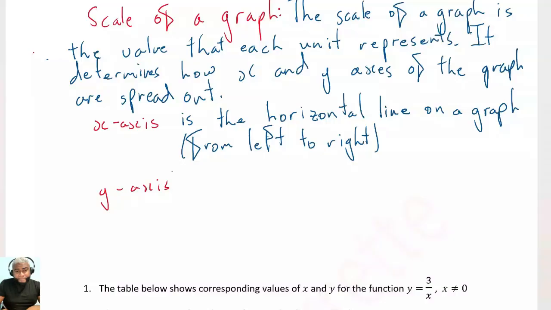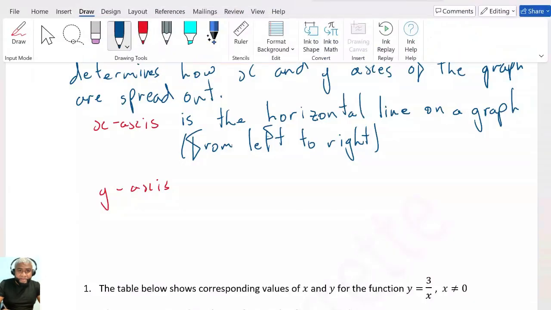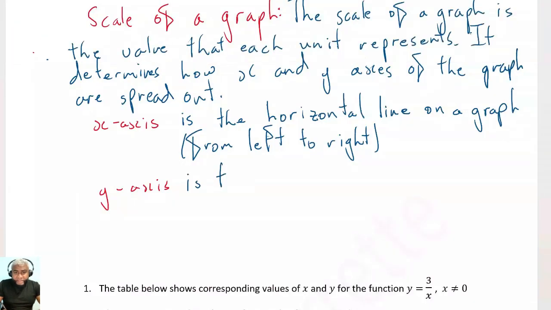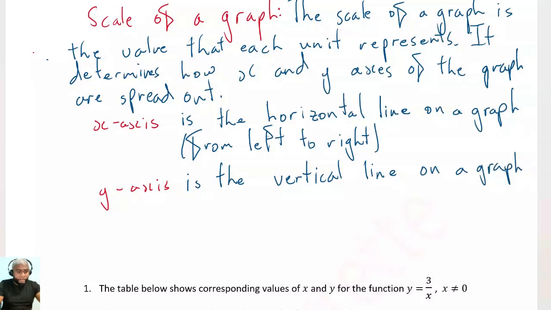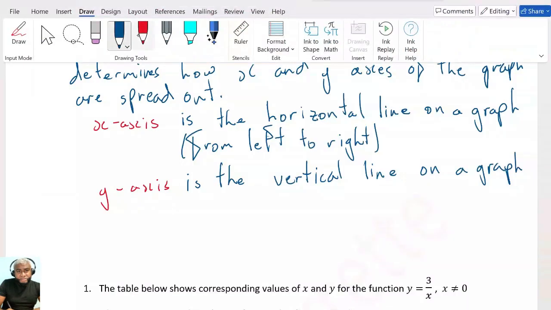Y-axis, right? So your y-axis is the vertical line, right? Is the vertical line on a graph. So some important things to note.